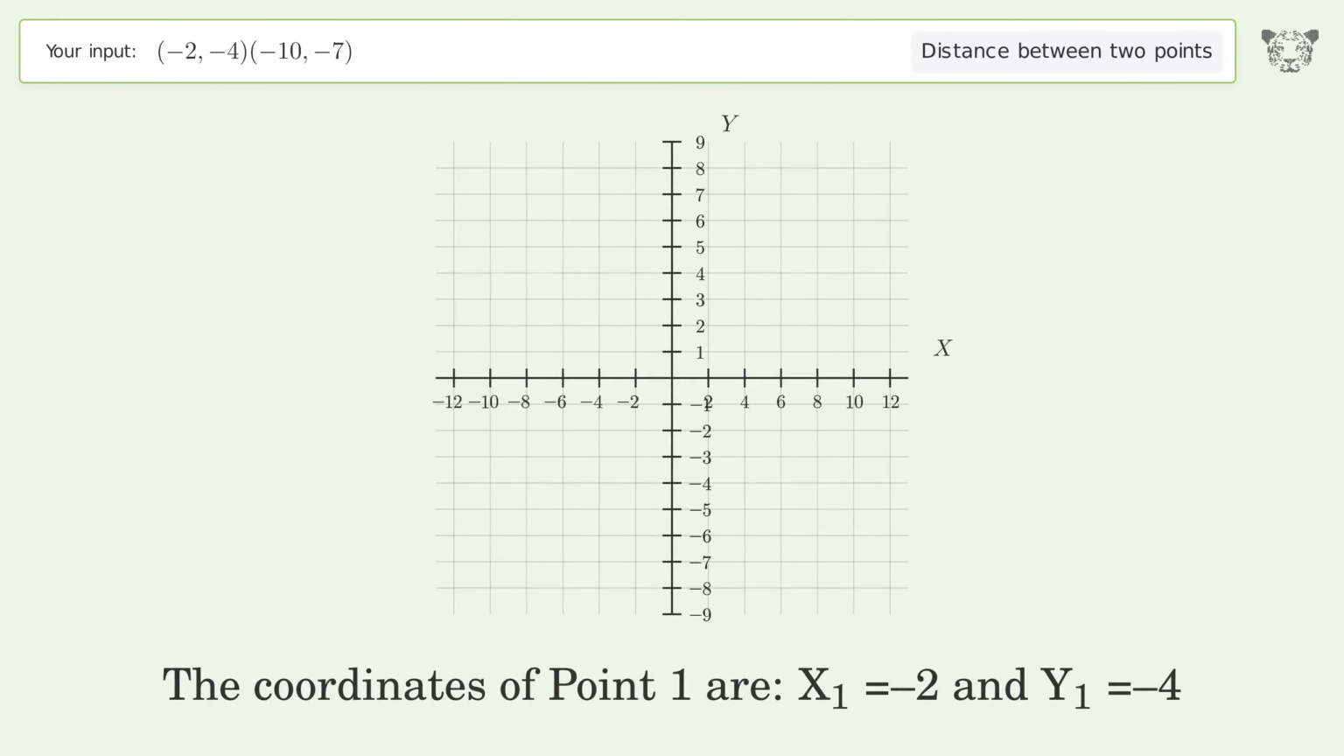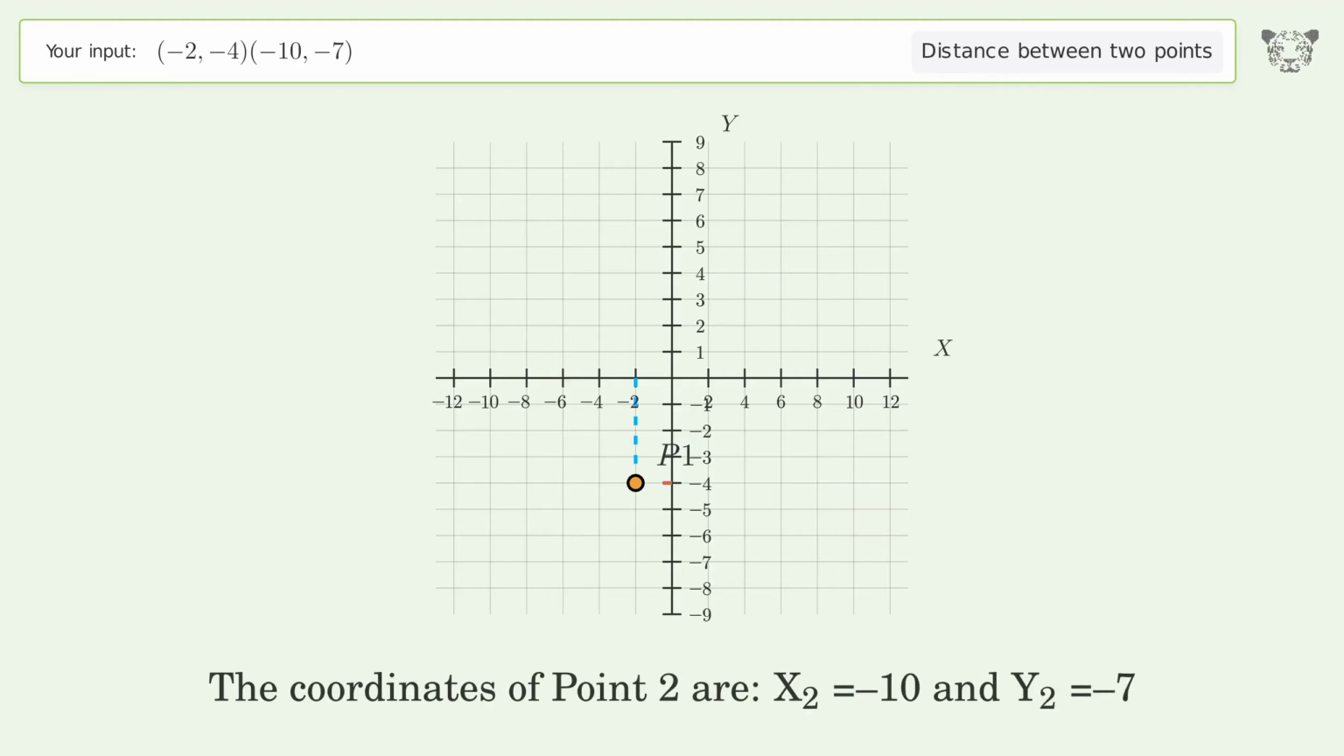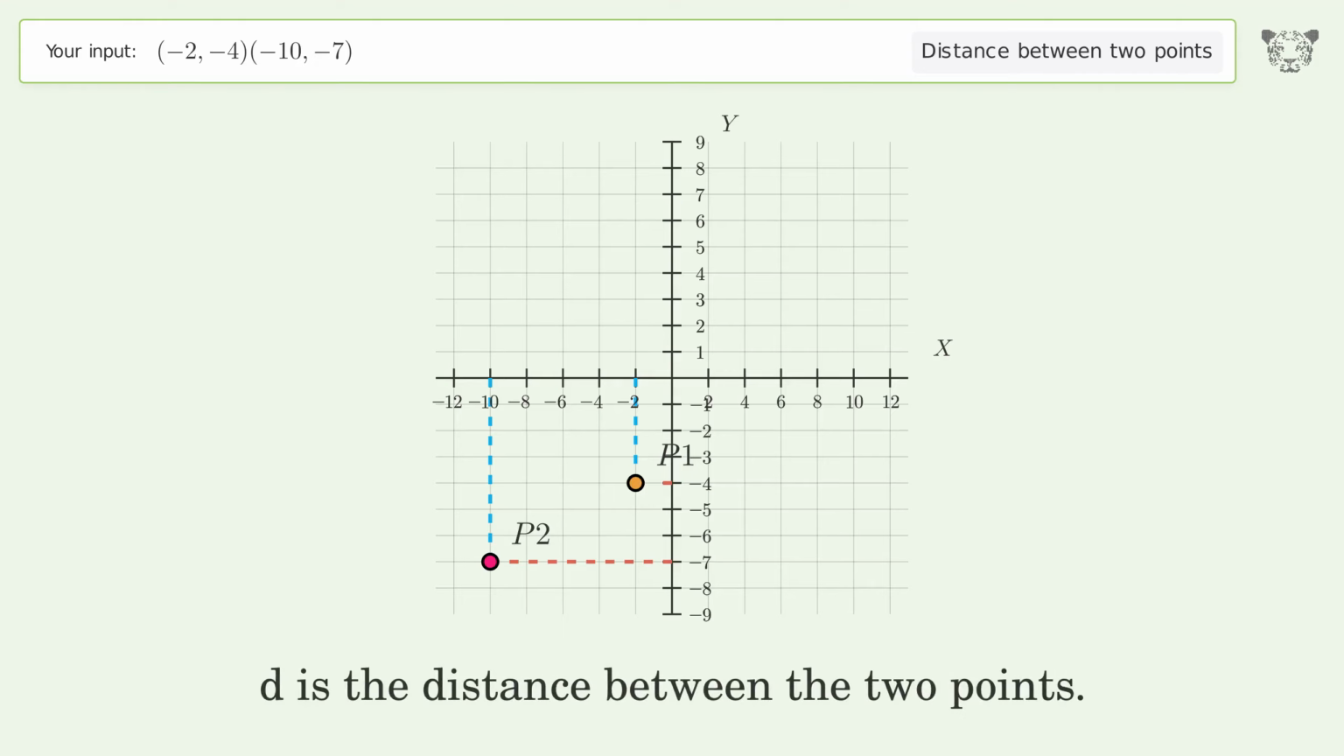The coordinates of point 1 are, x1 equals -2 and y1 equals -4. The coordinates of point 2 are, x2 equals -10 and y2 equals -7. D is the distance between the 2 points.